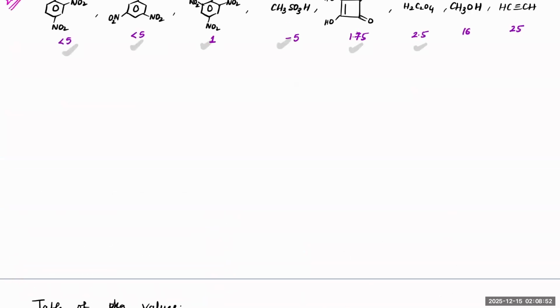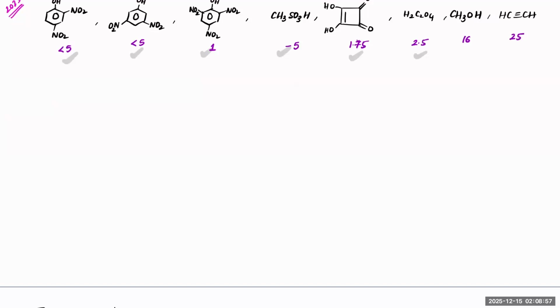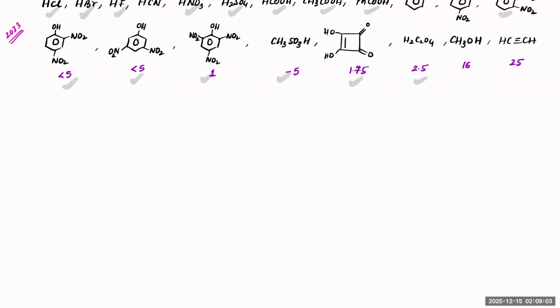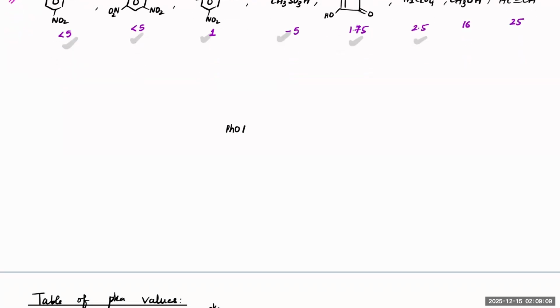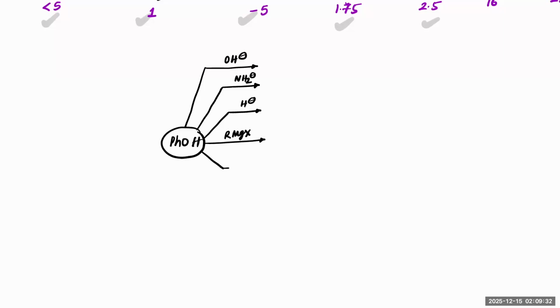Likewise, I can add it with any kind of groups. Let me tell you one more group before I give the complete list. What if I ask you directly a question where you have phenol, and phenol is reacting with various groups. Suppose I have a phenol at the center and this phenol is reacting with various ions, starting with OH minus. Then I have NH2 minus. I have H minus. We have Grignard's reagent RMgX.